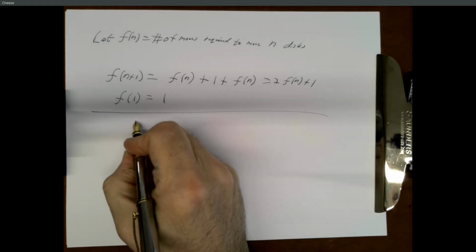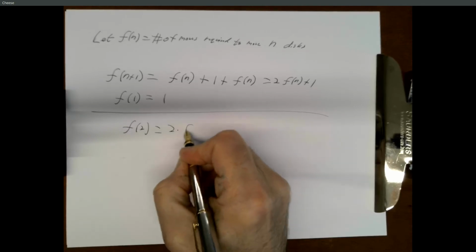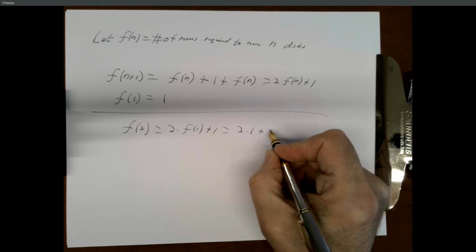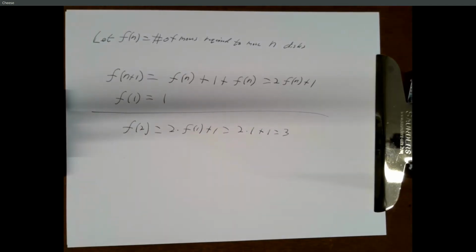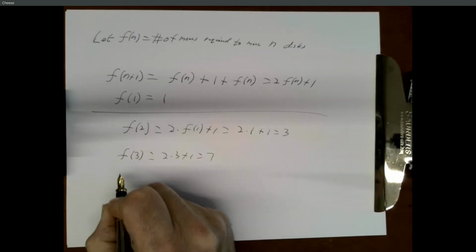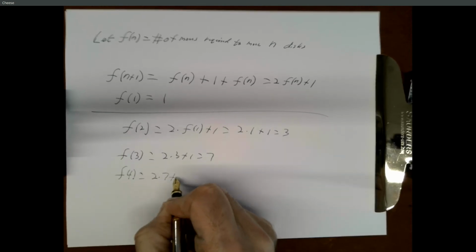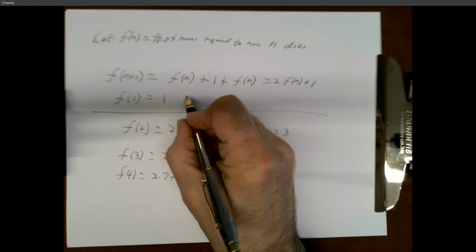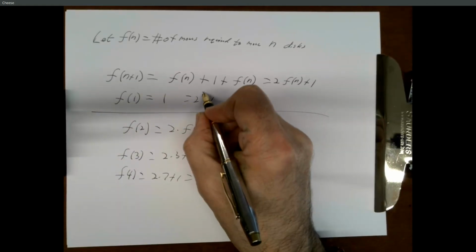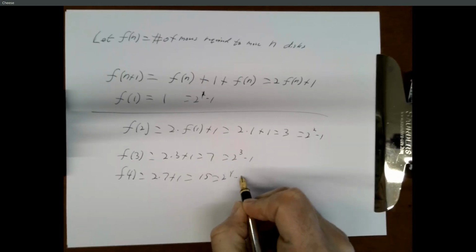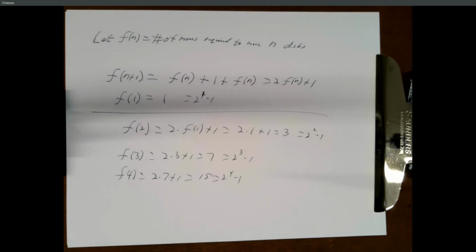And so if we think about some values for this, f of 2 would be 2 times f of 1 plus 1, which is going to be 3. F of 3 will be 2 times 3 plus 1, which is 7. F of 4 will be 2 times 7 plus 1, which is 15. And so it looks like moving n disks takes 2 to the n minus 1 operations, best case, using this algorithm.